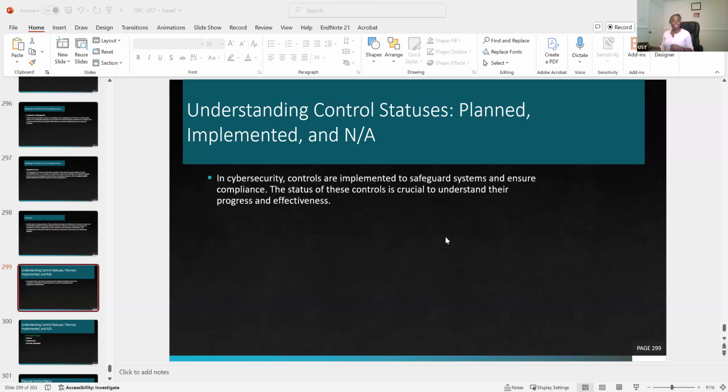All right. So understanding control statuses: planned, implemented, and non-applicable. We have three types, okay? So you want to first understand, once you've identified all your baseline controls, you identify those controls that are inheritable. You're not really going to stress about those because you are inheriting them from another system, but you have to document it on your SSP. And then you also want to give the control statuses because if it's a system-specific control or a hybrid control, then you need to come up with a control status.